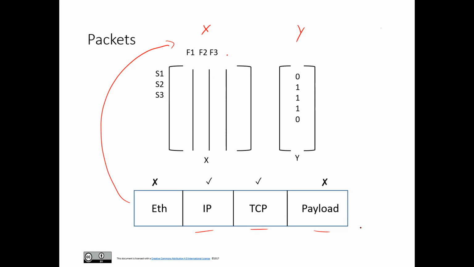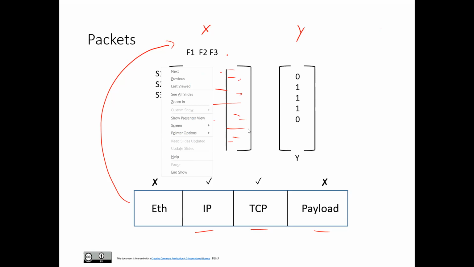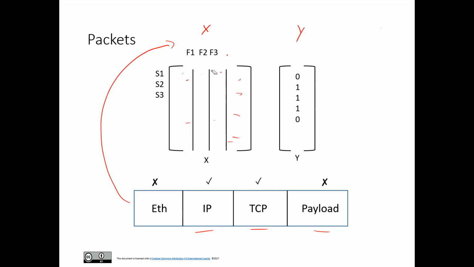An IP header has a protocol, a source IP, and a destination IP. TCP has a source port, destination port, packets sent, packets received. For every packet, you would populate these columns based on the corresponding value that it has. That's what you do, and then you end up with your data.